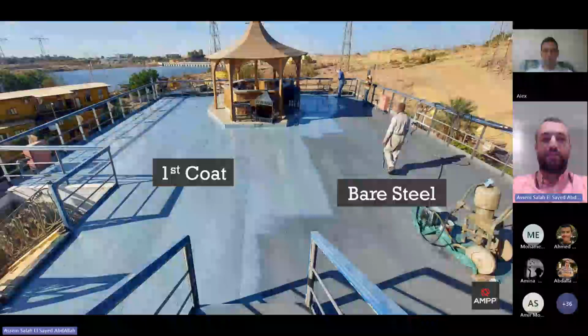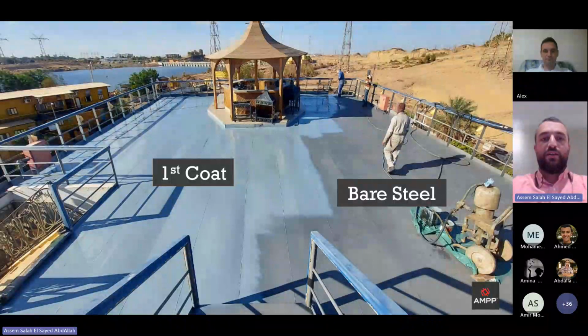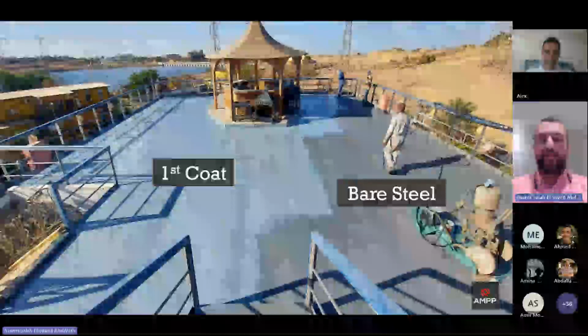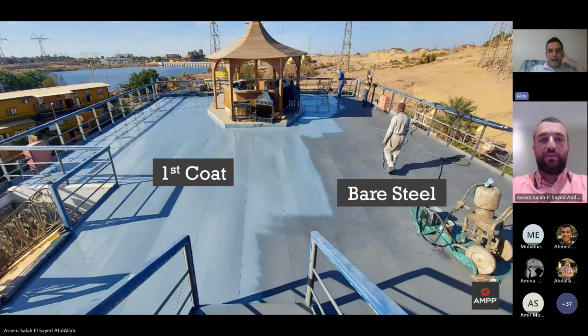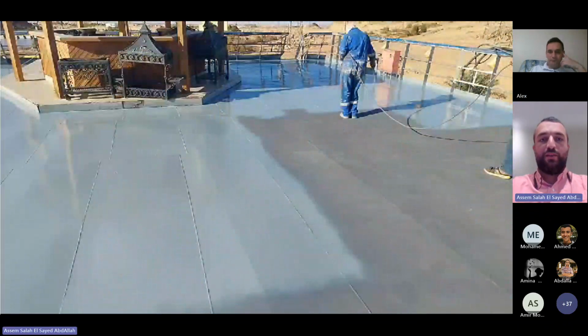And as you can see in this picture, on the right hand you have the bare steel after blasting. This is the color of steel right after blasting, and on the left hand you can see the first coat after applying. And now we have a video during the application of this barrier coat.